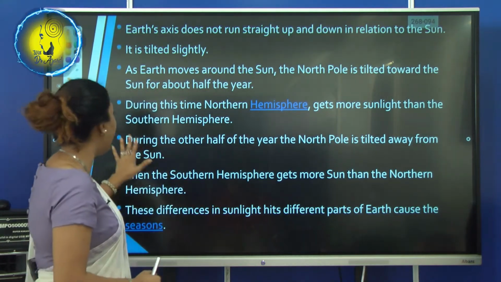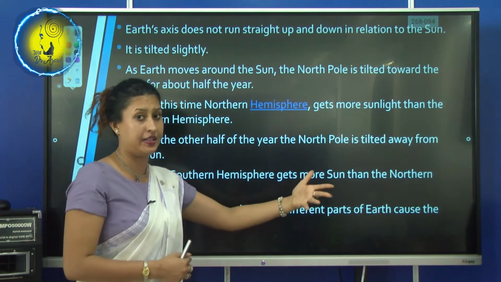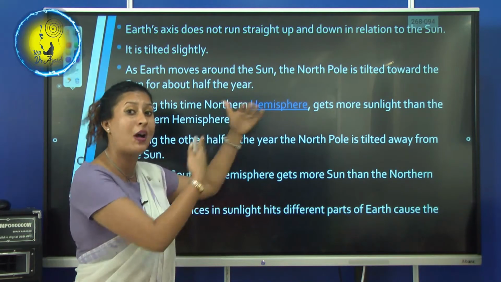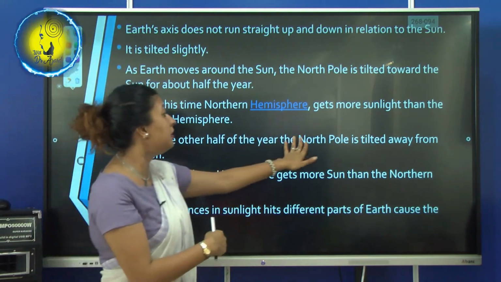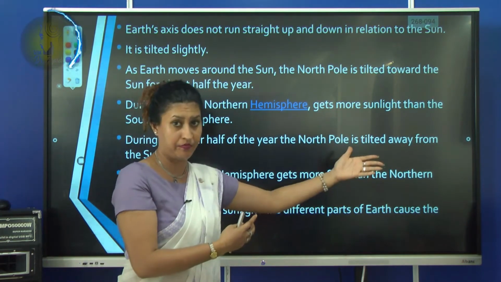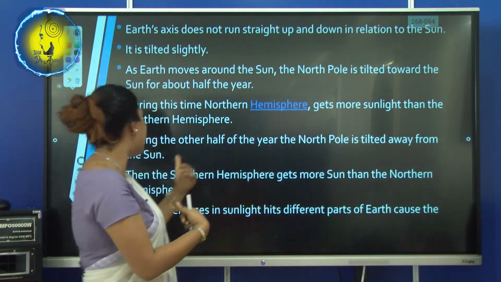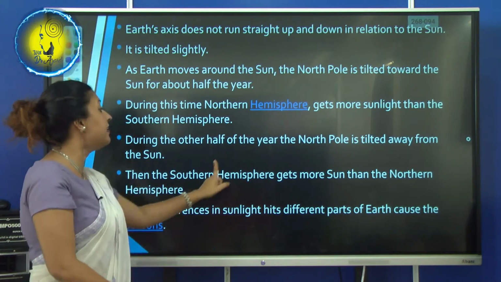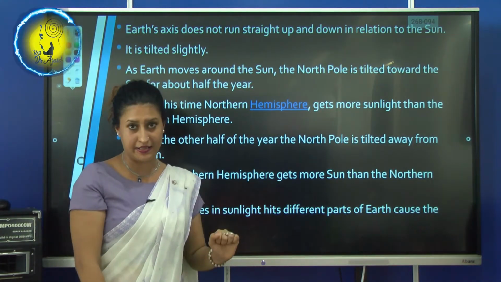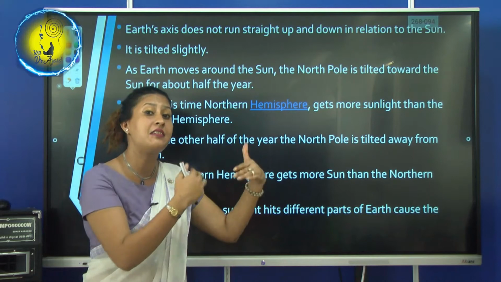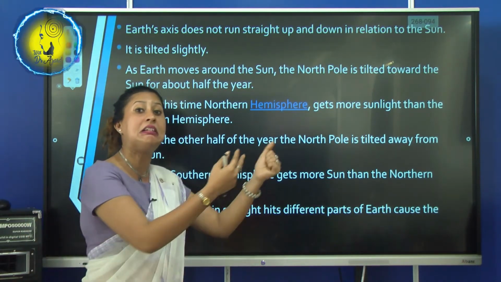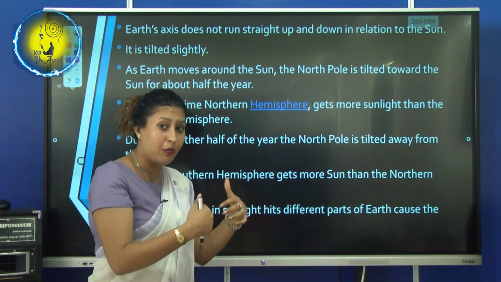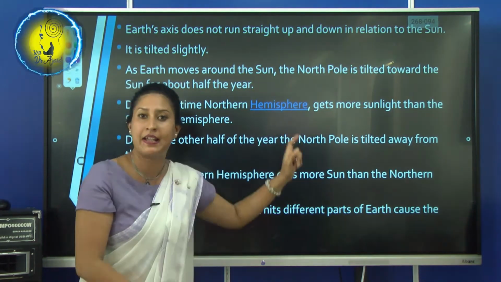So during the other half of the year, now we spoke about one half, the north pole is tilted away. It's tilted away. So what happens then? Then the southern hemisphere gets more sunlight. When it is tilted away, the southern hemisphere gets more sunlight. When it's tilted towards the sun, what happens? The northern hemisphere gets sunlight.